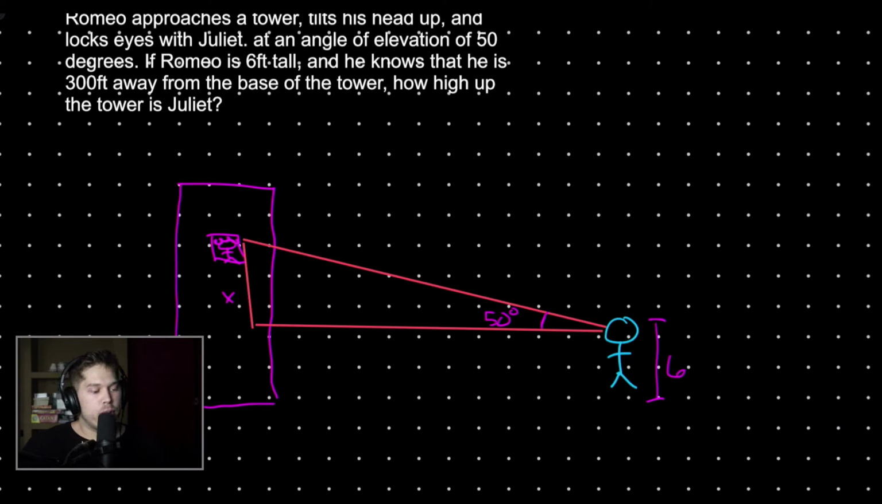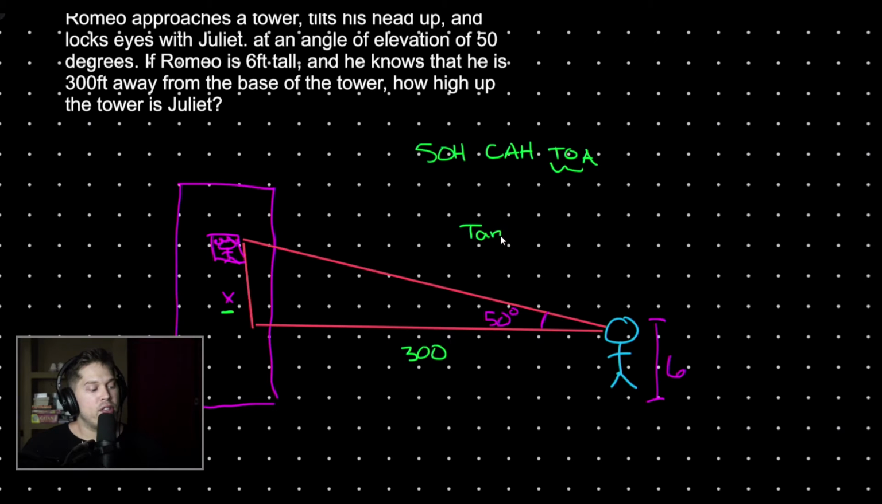To solve these trig problems, we need to think back to SOHCAHTOA. We need to know which of our trigonometric functions to use. So what do we have in this illustration? Well, we're searching for our opposite side. Our x is our unknown. And then we're told that the distance we are away from the tower is 300 feet. So our adjacent side is known. So we're going to be using tangent as our trigonometric function.